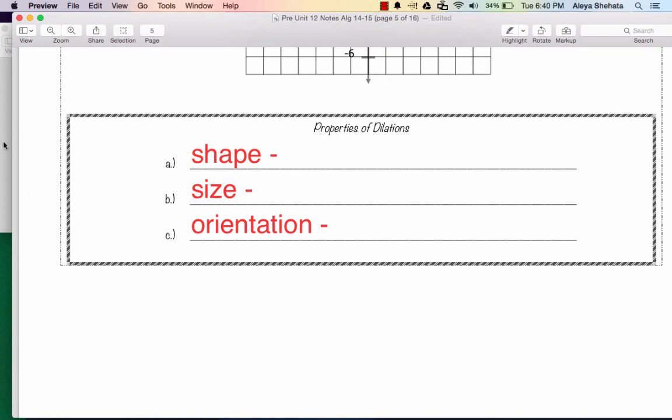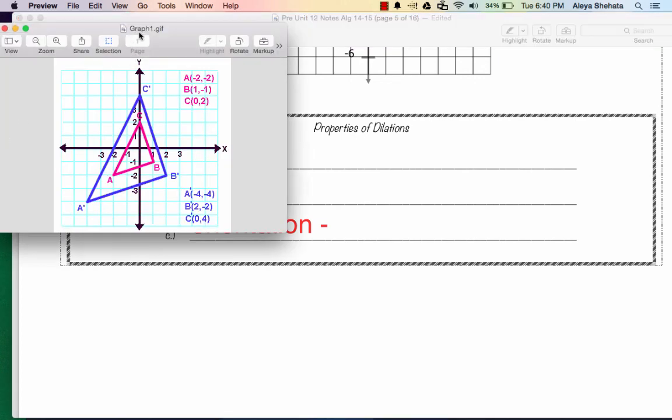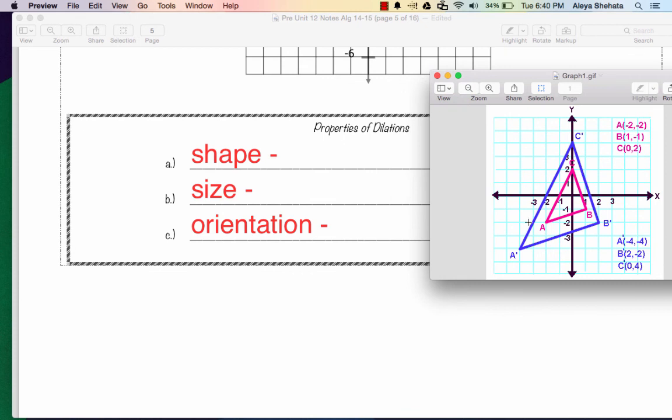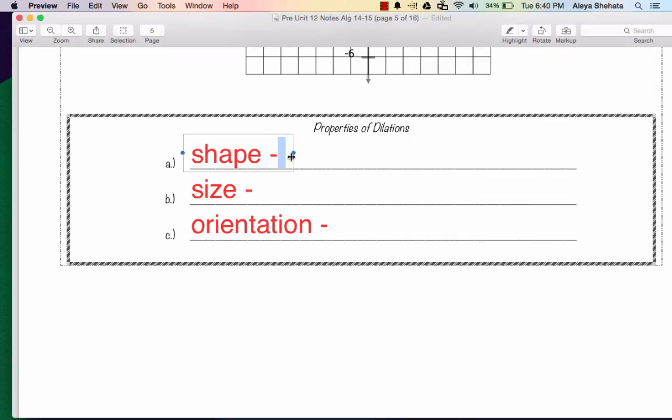All right? So for shape, here's an example right here. If you look at this triangle right here, when it was dilated, it was the exact same shape. It looks exactly the same, it's just bigger. So it would make sense that your shape is preserved because it stayed the same. All right, so we're going to say for this guy right here that the shape is preserved, okay?